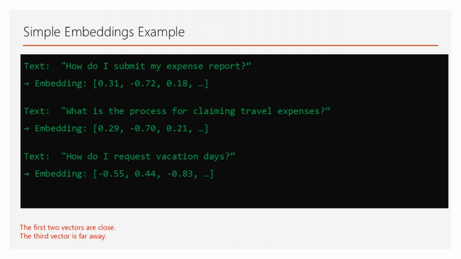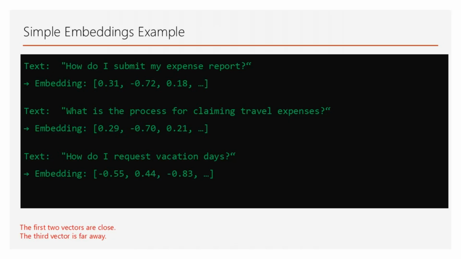The first two questions use different words, but they are clearly about the same thing: submitting expenses. Their embeddings end up close together. The third question is about time off, which is a different topic entirely, so its embedding is far away. This is why embeddings enable semantic retrieval.